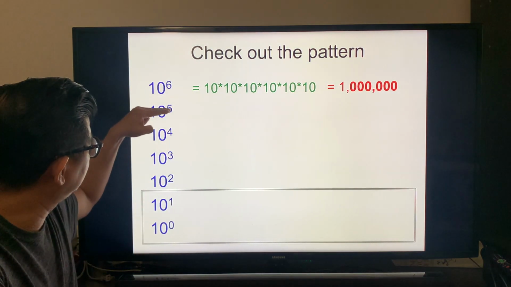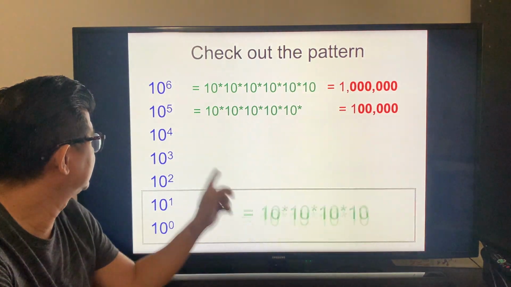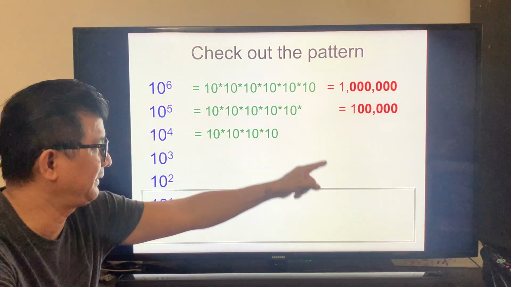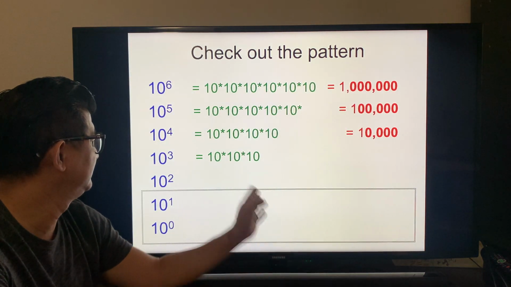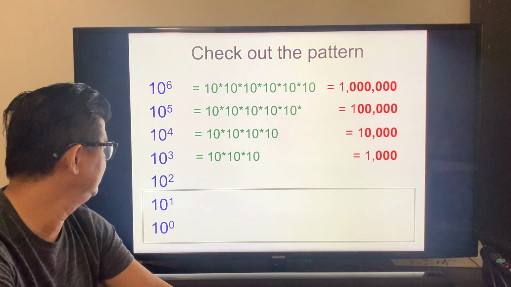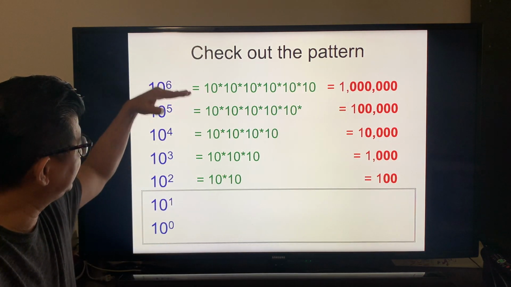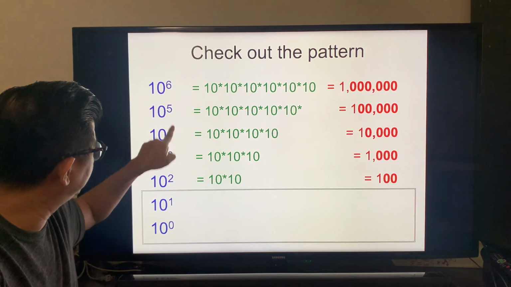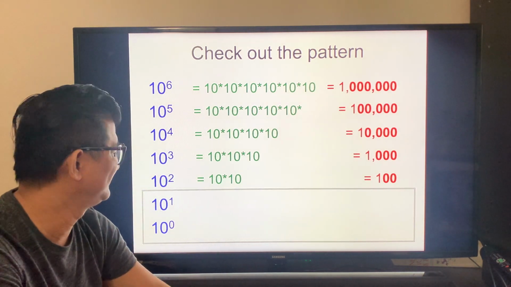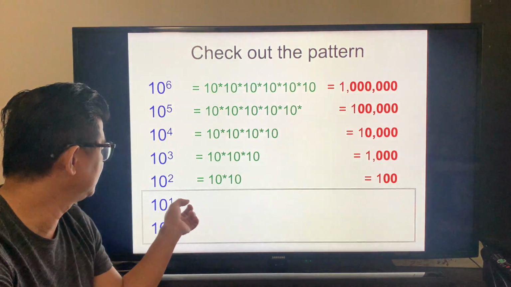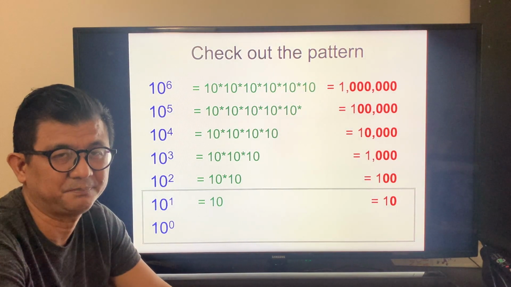Okay, let's now do 10 to the 5th power. And the value is 100,000. 10 to the 4th power, expanded, and the value will be 10,000. 10 to the 3rd power, and the value is 1,000. 2nd power will be 100. From here, can you already see a pattern with the exponents and the results? Did you see that? Okay, let's continue. 10 to the 1st power is 10. It's still a value of 10 because there's nothing to multiply it with.